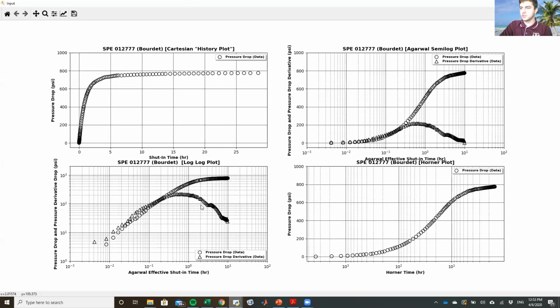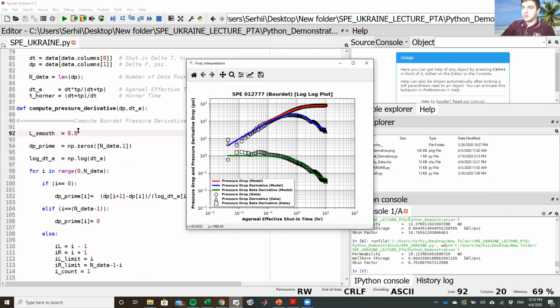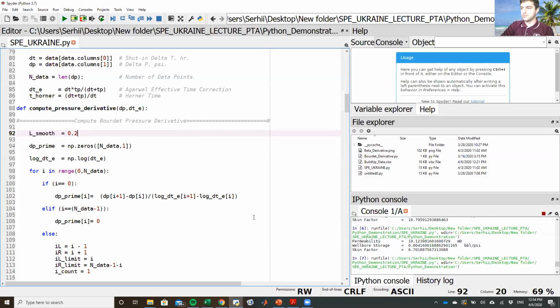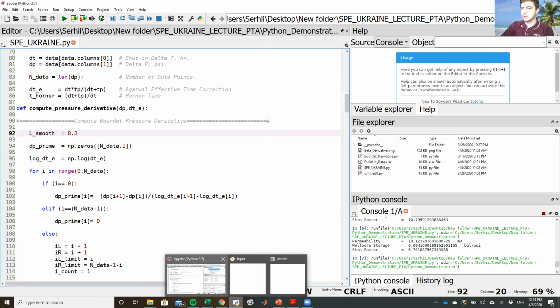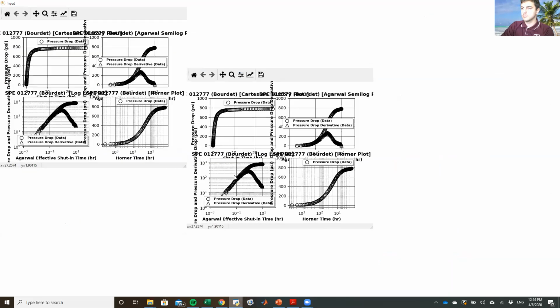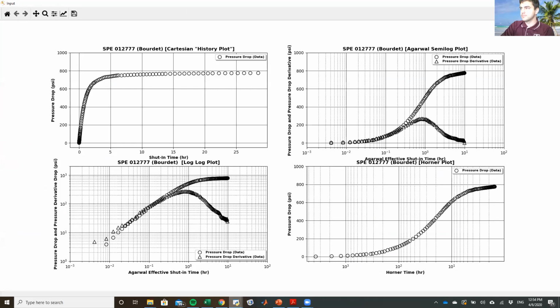So you start to see these wiggles here. As you start failing at the wellbore storage part, your derivative starts to deviate from the slope of equal to 1. So you don't really want to over smooth your data. Let's just stick with this coefficient of 0.2. Let's run one more time and make sure that everything works correctly. Okay, looks good.